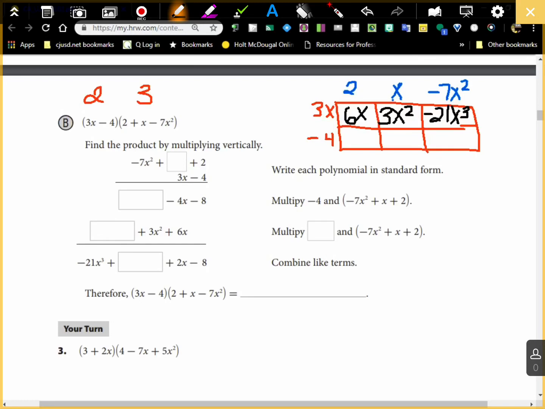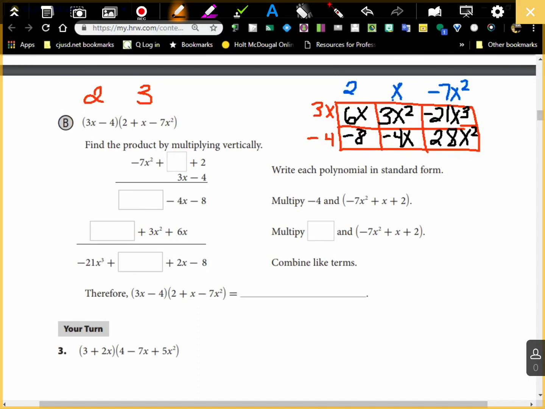All right. Then I have negative 4 times 2. Negative 8. What's negative 4 times x? Negative 4x. What's negative 4 times negative 7x squared? Negative 28x squared. Negative 4 times negative 7 is positive. Positive 28x squared.